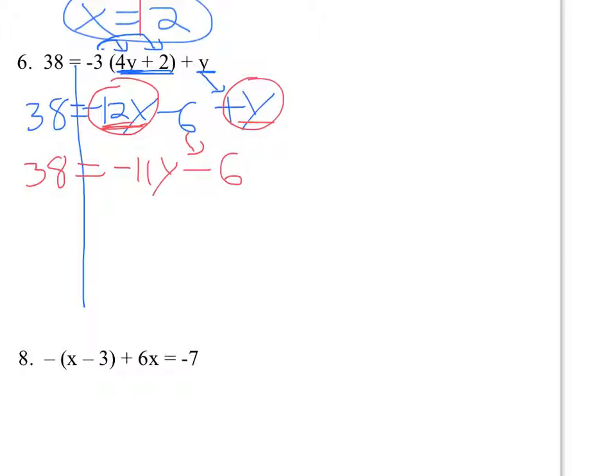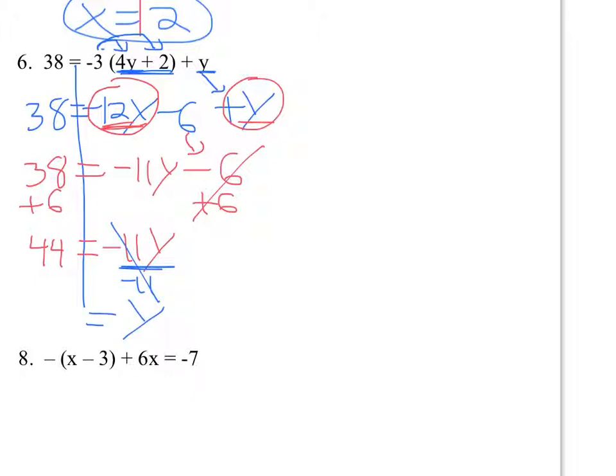Then you have 2 steps left. Right? You should recognize the 2-step equation. I'm going to add 6 to each side to get rid of that. Add 6 here. 38 plus 6 is 44. The only thing we have left on the right side is negative 11y. Then since it's negative 11 times y, I divide by negative 11. Cancels out, so I get y by itself. I divide this by negative 11. And 44 divided by negative 11 is negative 4.